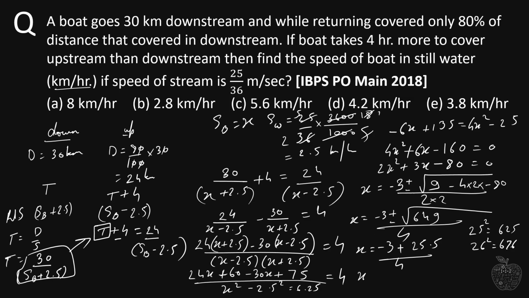So now what we get is minus 3 plus 25.5, which is 22.5, divided by 4. After dividing, 4 5s are 20, 22 remaining point, 4 6s are 24, 1 2 5. So we get our answer, which is x is equal to 5.625 kilometers per hour. So here option C satisfies, which is 5.6. So here option C is the correct one.